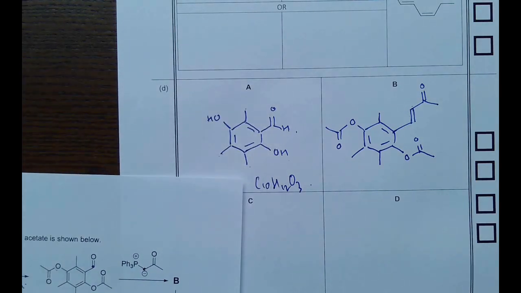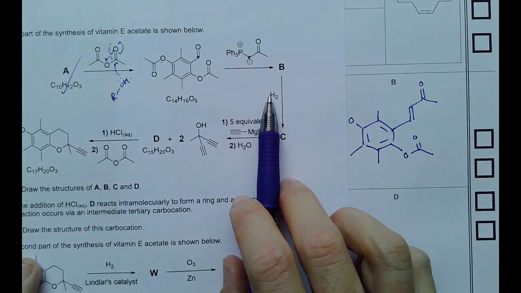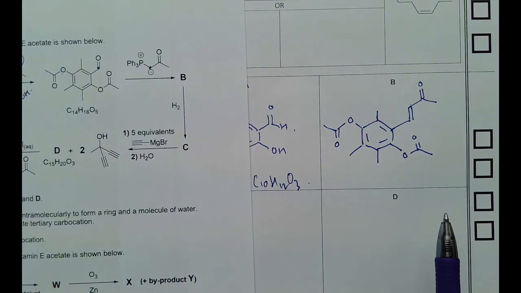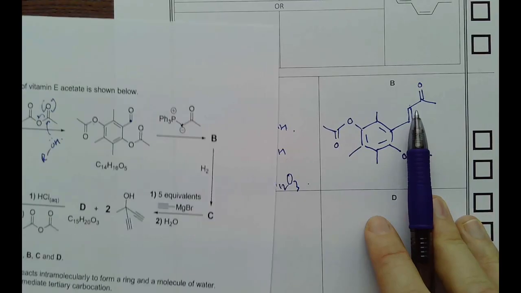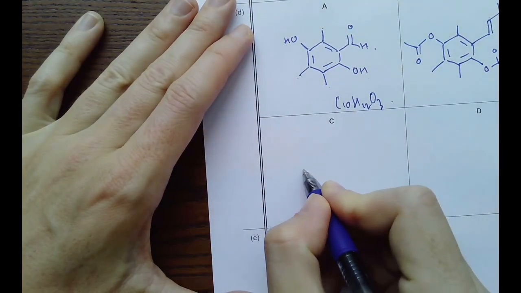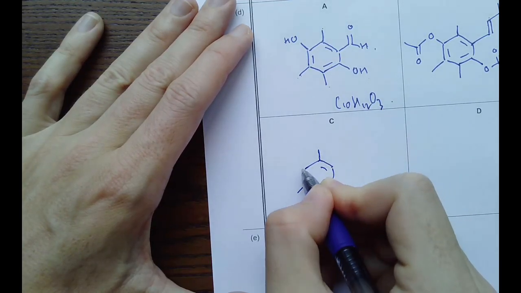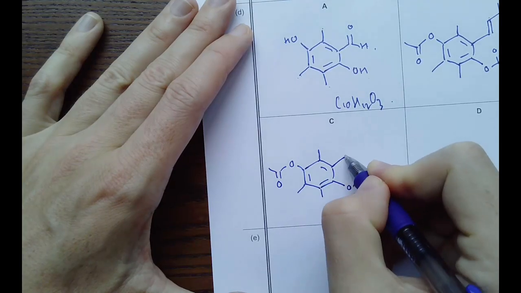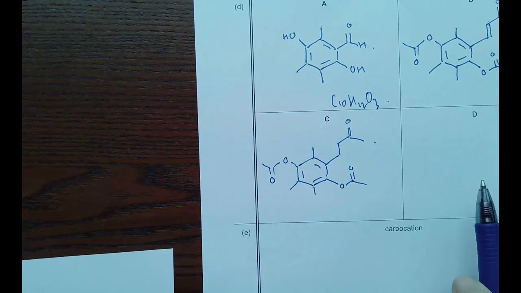Then we have reduction, H2. Now the reduction is basically just going to reduce double bonds. It's not going to reduce the benzene ring, it's not going to reduce the carbonyl, it's just going to reduce this double bond here, quite simply. So that one doesn't require too much thought. Like that, and then I just have my bit like that. Okay, so one left, D.